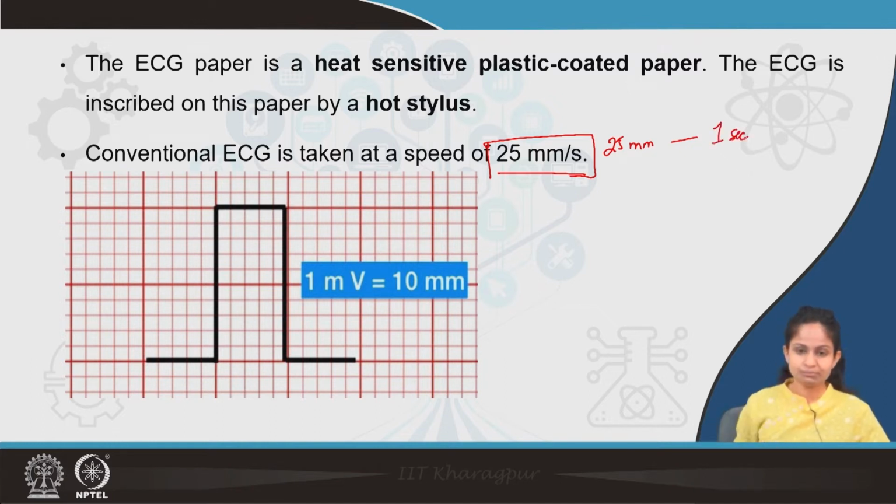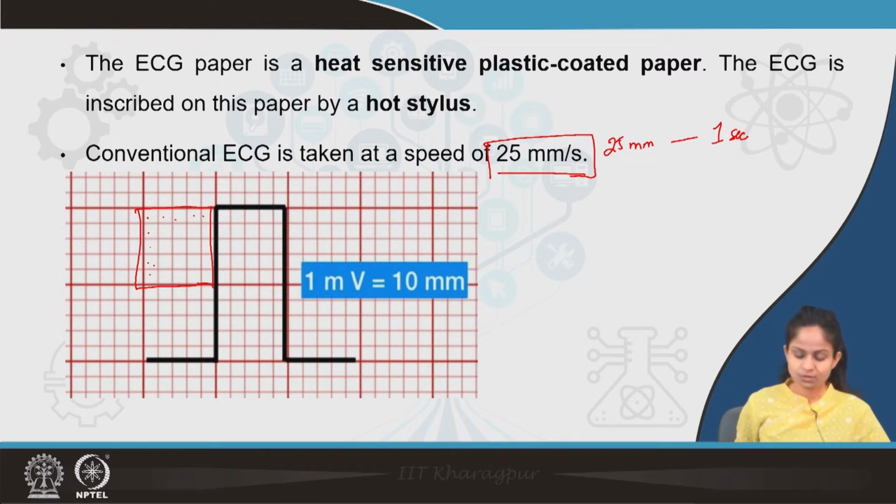Now, we get to see the number of boxes. This is the large box, or large square. It consists of 5 into 5, that means 1, 2, 3, 4, 5, and 1, 2, 3, 4, 5, that is 25 small squares also. So, one large square consists of 25 small squares. Now, how is the calibration done in the ECG?